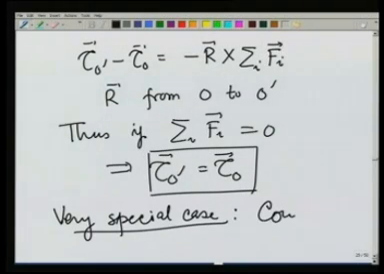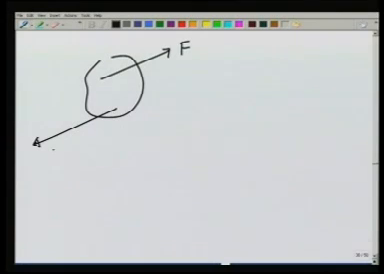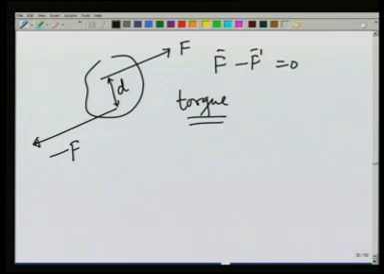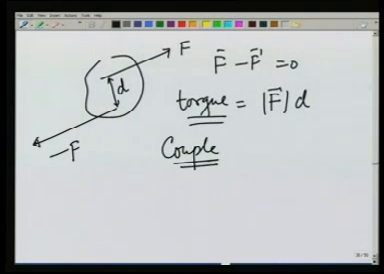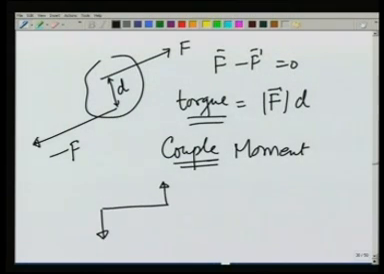A very special case of this is something called a couple, which is used in engineering mechanics quite a lot. And what is a couple? A couple is, suppose I take a body, apply a force in one direction, apply a force in the opposite direction minus F, and they are displaced parallelly from each other by a distance d, then net force F minus F is equal to 0, and the torque need not be 0, because the forces are displaced from each other. It is going to be magnitude of F times d, where d is the perpendicular distance between the two, and this is known as a couple or couple moment. It is indicated either by this symbol, where these two arrows show the forces applied, or a symbol like this. So, it is a pure moment without any force.